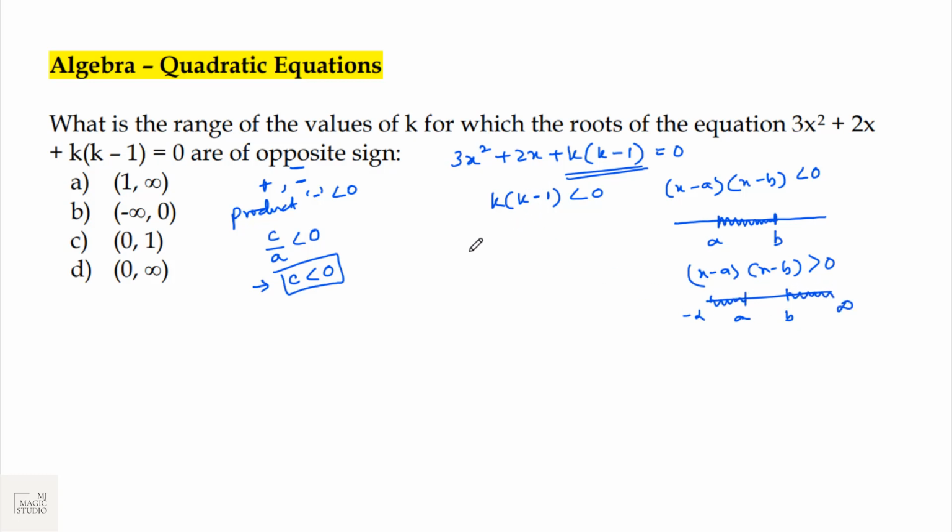In our case, the two values of k which we get if we equate this to 0 are 0 and 1. And since k into k minus 1 is less than 0, the value of k should lie between 0 and 1. That means k belongs to (0, 1), both not inclusive, which is there in option C.